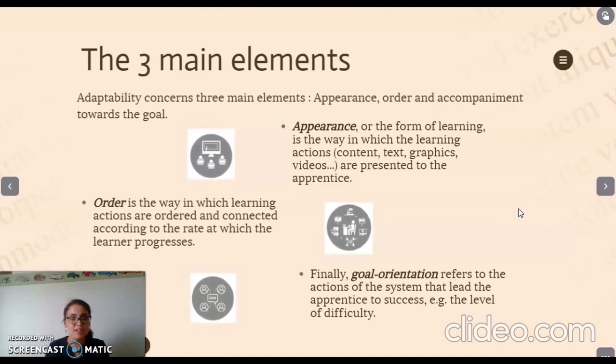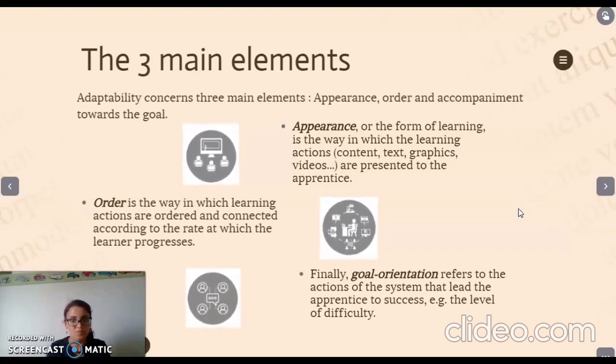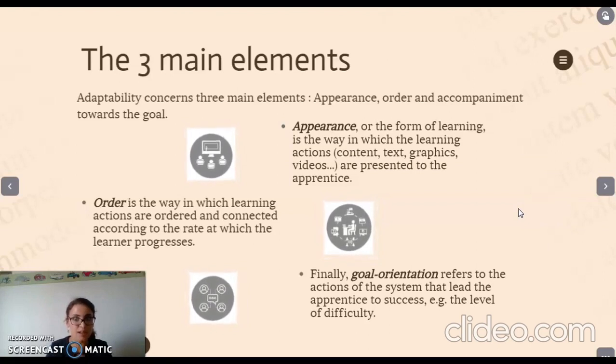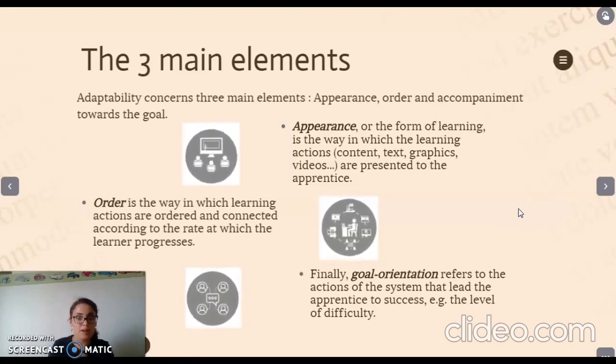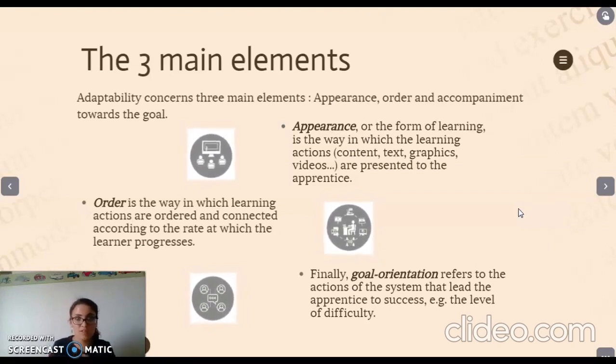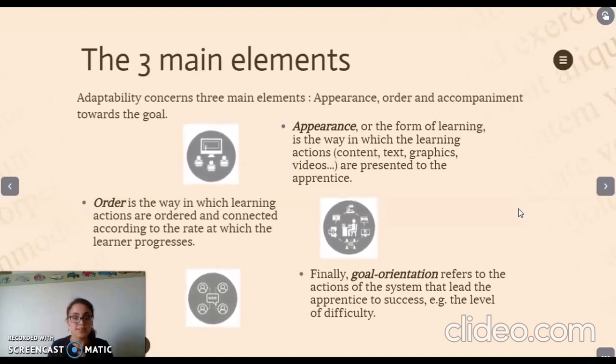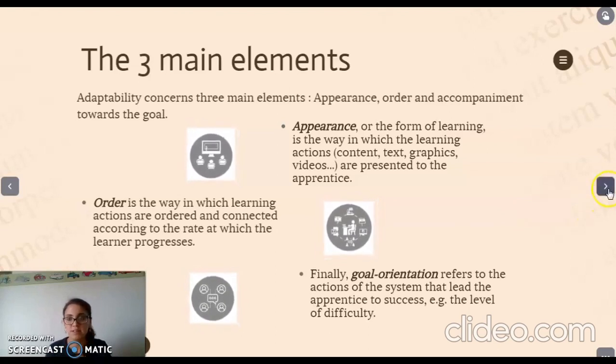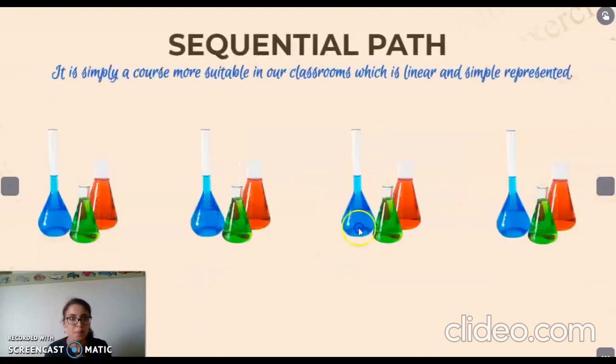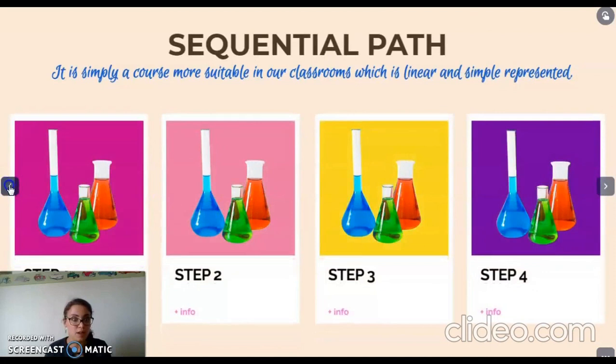And finally, we have the goal. Orientation refers to the actions of the system that lead the apprentice, like first steps to success, and the level of difficulty, we will see after. I spoke about the three paths.